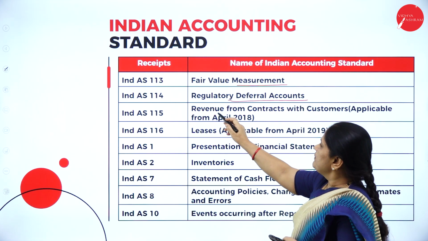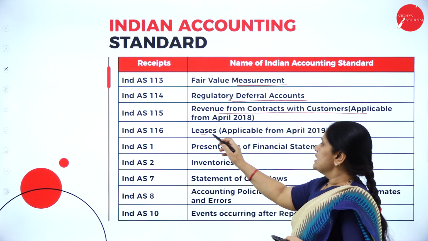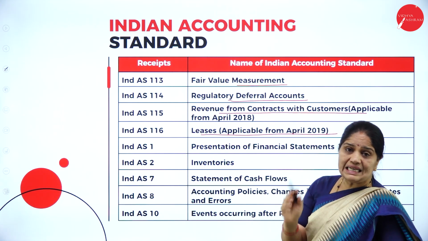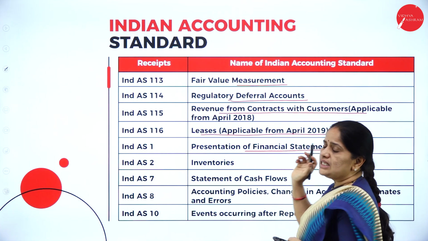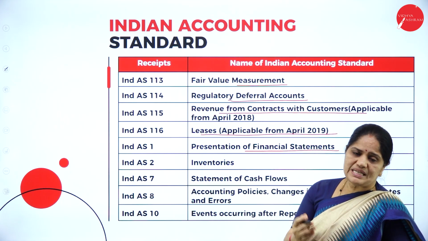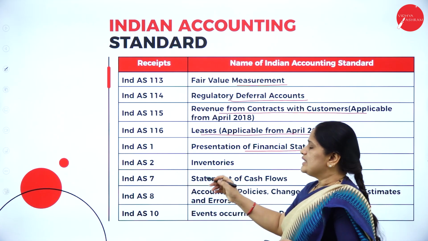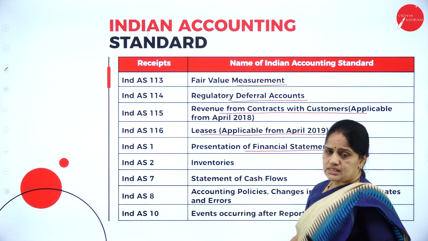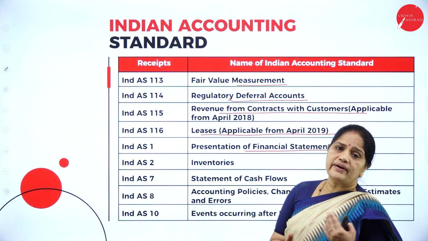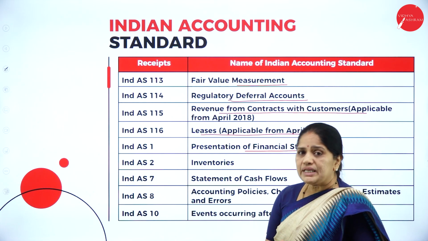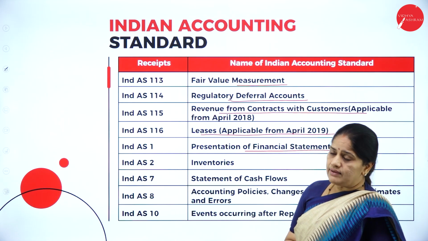Then in 115 we have revenue from contracts with customers. Then in 116 it is related to all the lease contracts. And in 1 we have presentation of financial statements. So what is the mode of presentation of the financial statement? That will be mentioned here, whether it is the horizontal way or the vertical way. Most of you must be aware that now we don't follow the horizontal method of presenting the financial statement. It is all in the vertical form.